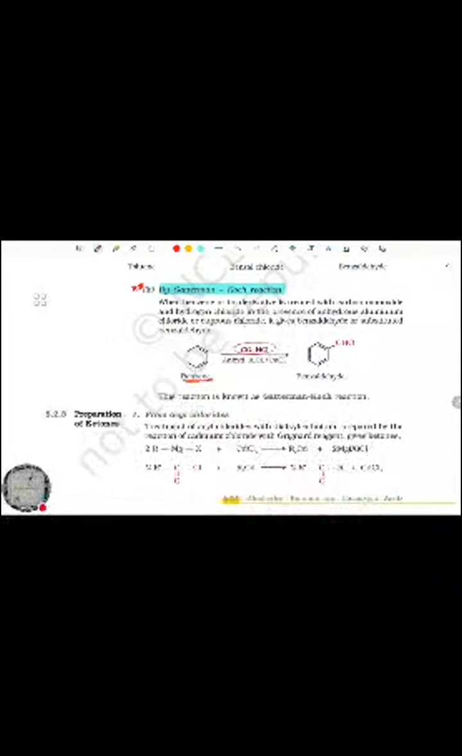So in the Gatterman-Koch reaction, we have a benzene, not a derivative, just normal benzene, and treating with carbon monoxide and hydrogen chloride in the presence of anhydrous aluminum chloride or cuprous chloride, it gives benzaldehyde. This is called the Gatterman-Koch reaction.